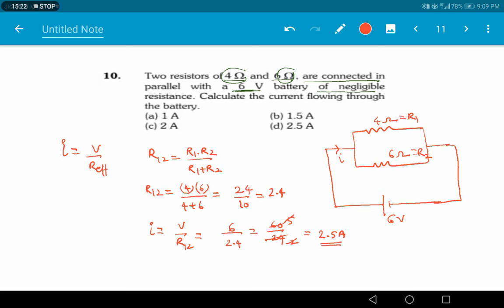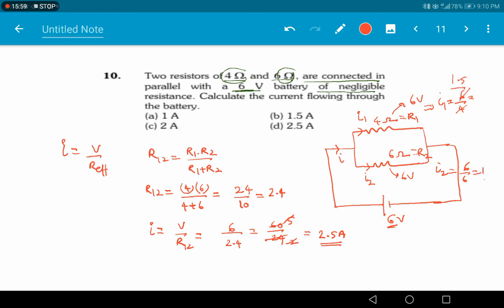If they're asking what is the current passing through the 4 ohm and the 6 ohm, you can do it, because 6 volt is across R1 and 6 volt across R2. So I1 is equal to 6 by 4, nothing but V by R only. So 6 by 4 is 1.5. And here I2 is equal to 6 by 6, which is 1.